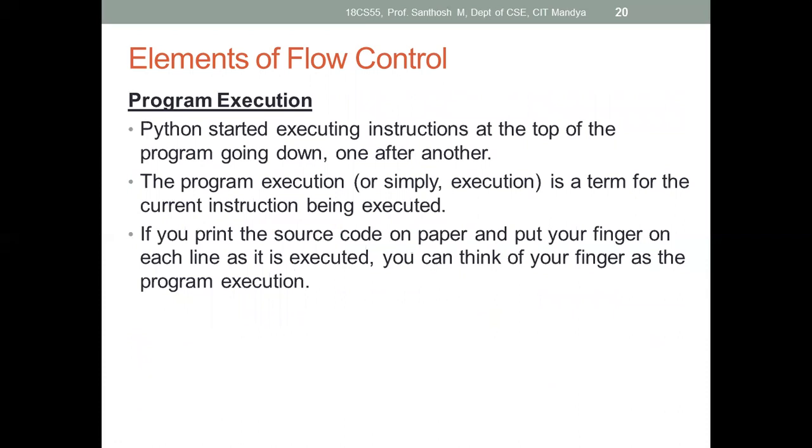Python starts execution of instructions at the top of the program, going down one after the other. Just like your C program, Python is also a top-down approach. First it will execute the top instructions, and then one after the other. Program execution is the term for the current instruction being executed. We already know Python is an interpreted language, so it executes the code line by line. Execution is nothing but executing the current statement.